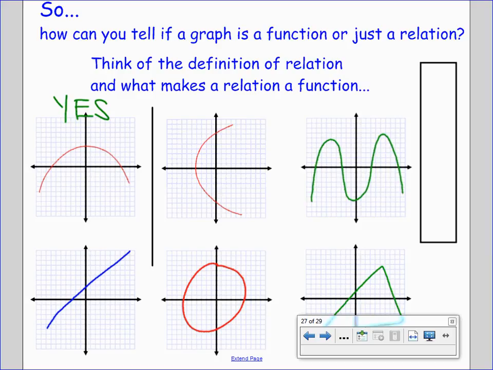Versus the second picture, as I pull my vertical line across, I'm fine over here, but once I get in this range, notice how the same x coordinate, in this case -2, is paired with two different outputs. -2 is paired with -5 and paired with +5. So this is not a function because the same x input is paired with more than one y coordinate, more than one output. So this would be a no.